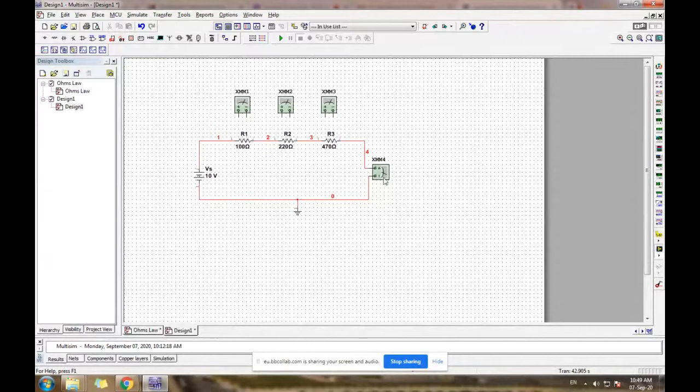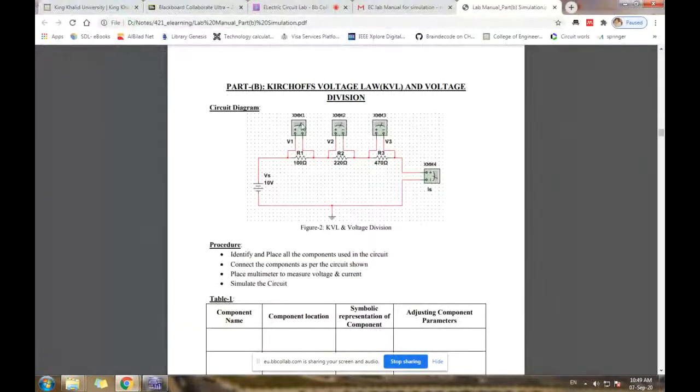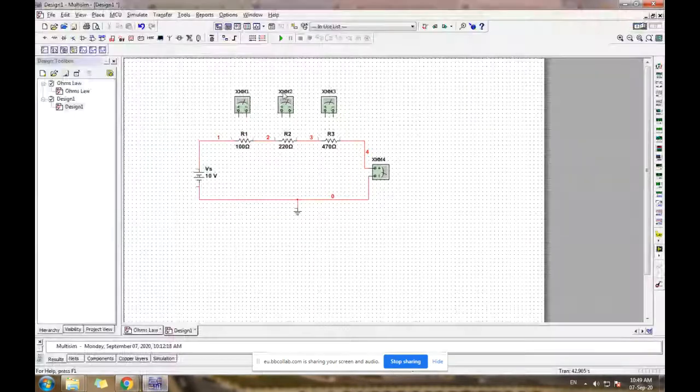Okay, so next you can see this V1 we have to connect across R1, V2 we have to connect across R2, V3 we have to connect across R3. So let us make the connection. V1 we have to connect across R1. This is V1. V2 we have to connect across R2. V3 we have to connect across R3.